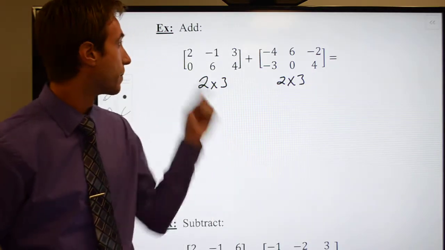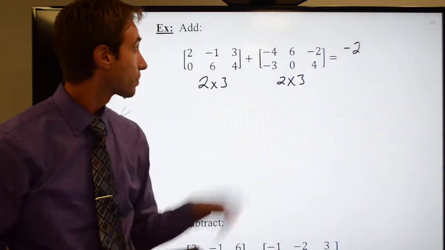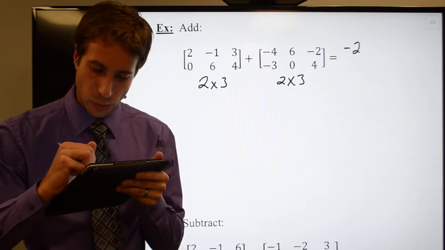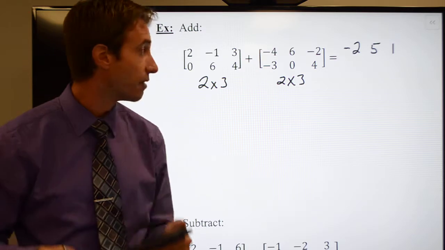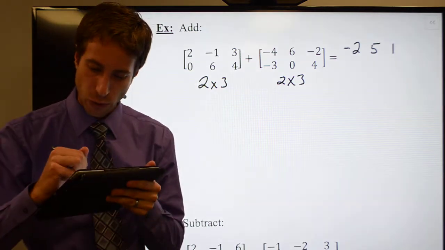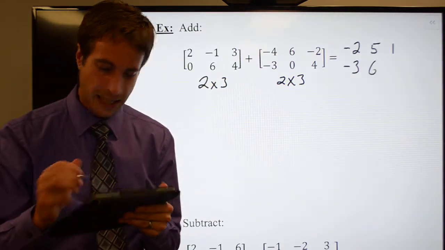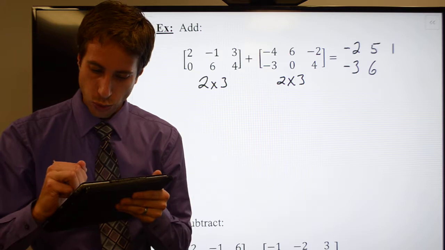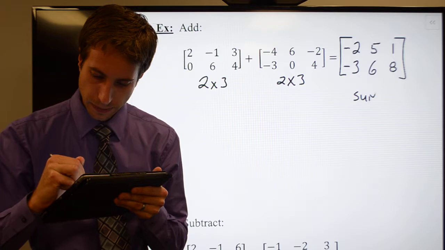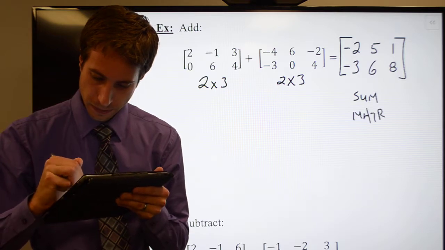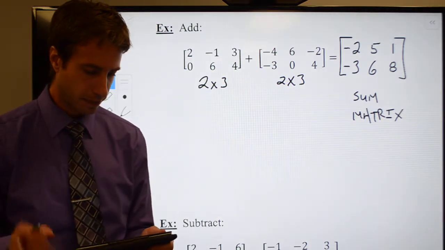Addition is defined. 2 plus a negative 4 would be a minus 2. Negative 1 plus 6 would be 5. 3 plus a negative 2 would be a positive 1. 0 plus a negative 3 would be minus 3. 6 plus a 0 would be 6. And 4 plus 4 would be 8. And I have my sum matrix. Awesome. No problem. Let's try another one.